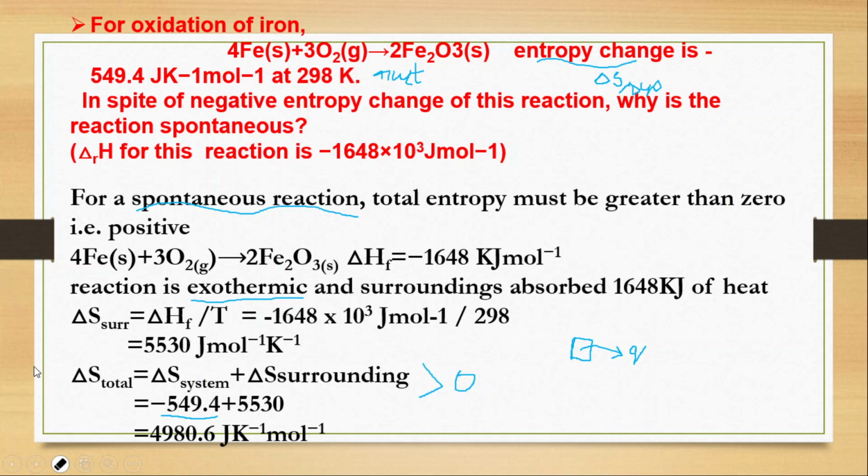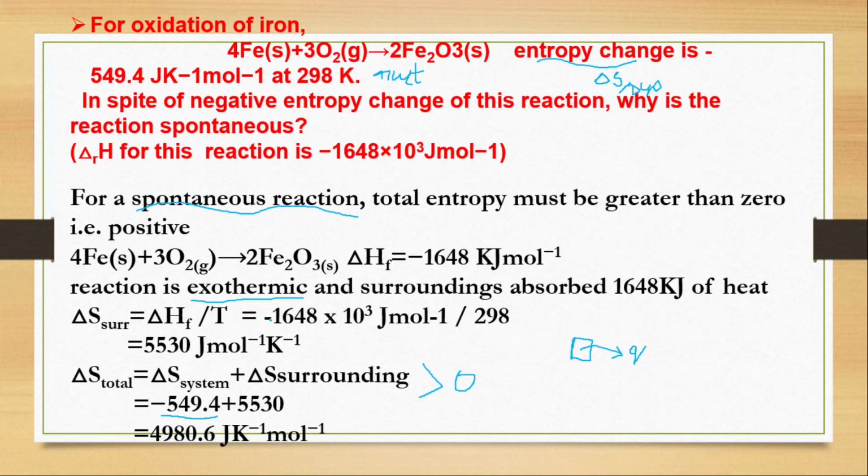Clear? So if it is absorbing some amount of heat, then we can write the formula as delta S surrounding equals delta H by T, or we can write Q by T also. What is Q? Q is the heat absorbed by the surrounding. So the surrounding is absorbing heat here. How much heat is it absorbing? It is 1648 into 10 to the power of 3 joule per mole.